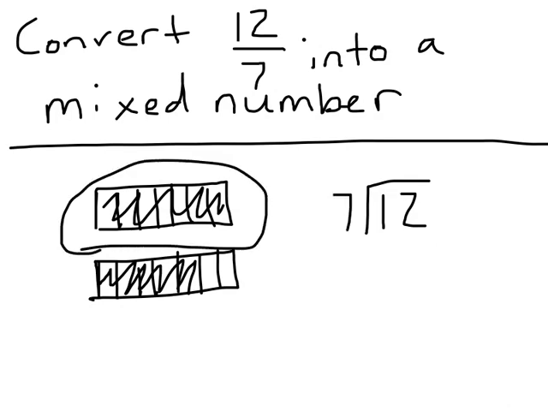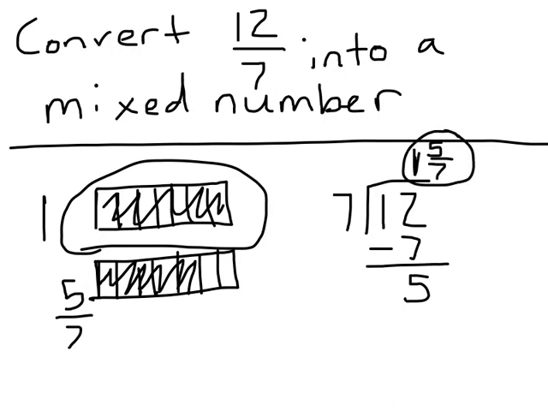I can see that I get one whole group of 7. 1 times 7 is 7. When I subtract, I have 5 left over. So I have 1 whole and 5 sevenths. When I convert 12 over 7 into a mixed number, it's 1 and 5 sevenths.